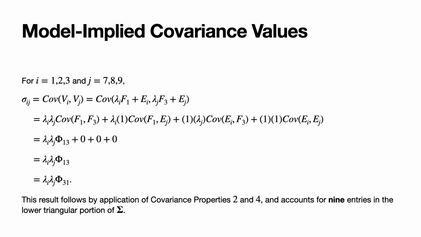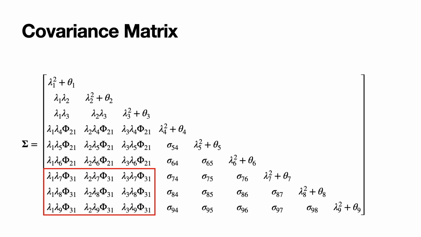This is equal to lambda sub i times lambda sub j times cap phi sub 1,3, with the rest of the terms being 0 because of the assumptions about the covariances. So this is equal to lambda sub i times lambda sub j times cap phi sub 1,3, which is also equal to lambda sub i times lambda sub j times cap phi sub 3,1. Again, this result follows by application of covariance properties 2 and 4, and it too accounts for 9 entries in the lower triangular portion of cap sigma, as shown here.